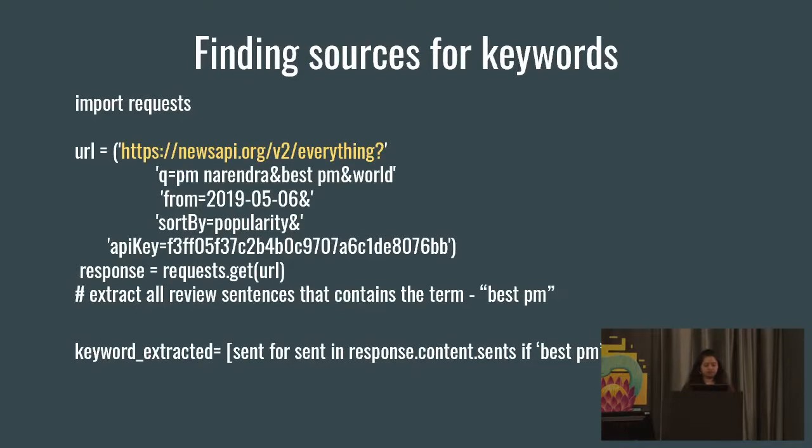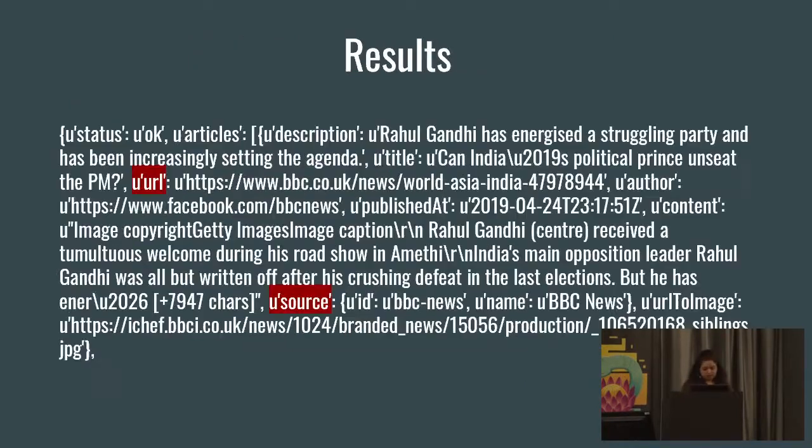To find out credible sources for keywords, it's as easy as a request call using a credible news API. I was using Google News. So what I do over here is I just take the URL, which is the Google News API URL. I put in my highest ranked keywords over there. I put in a date. I need not put in a date. And I sort it by popularity. Whatever responses I get, it's in this format.